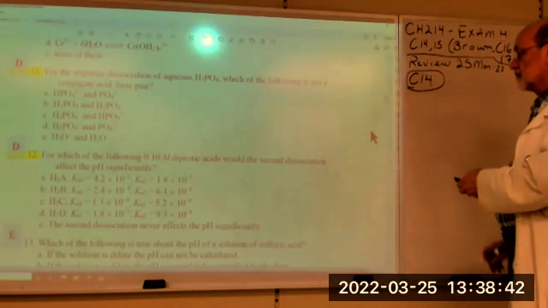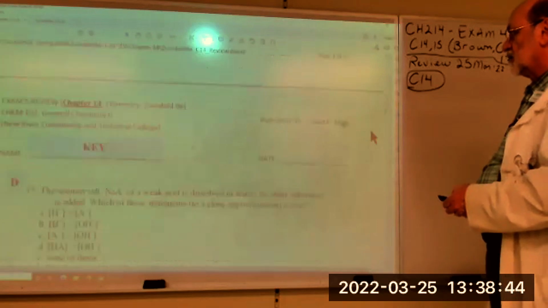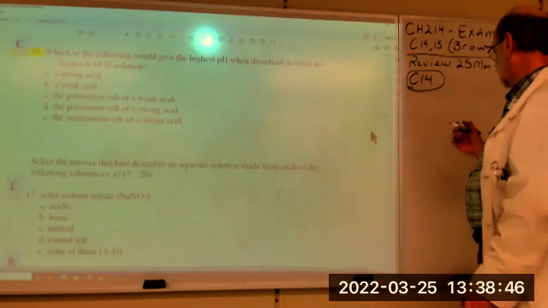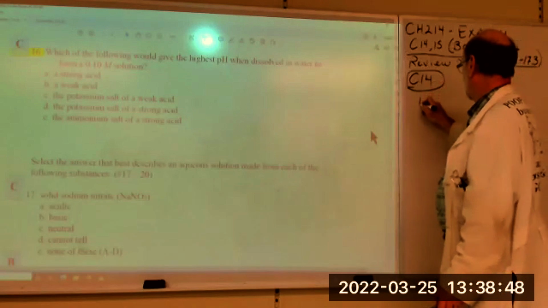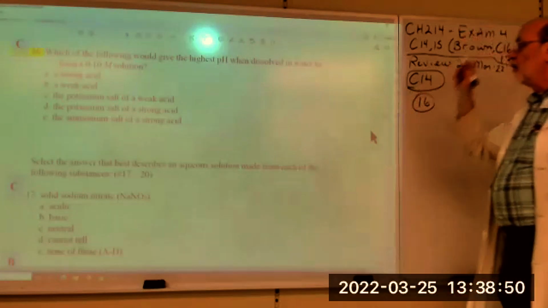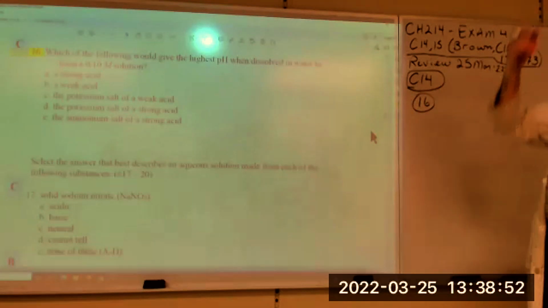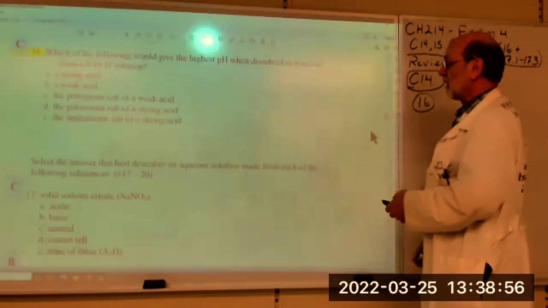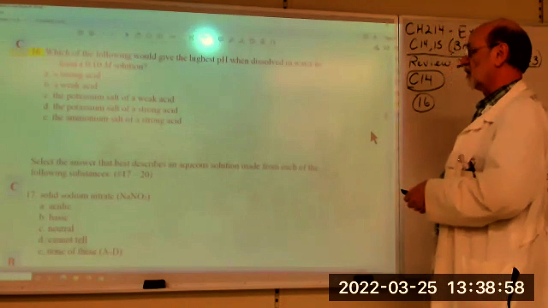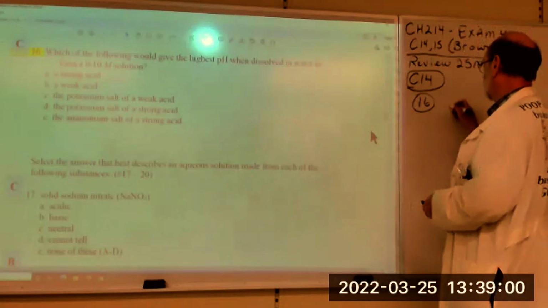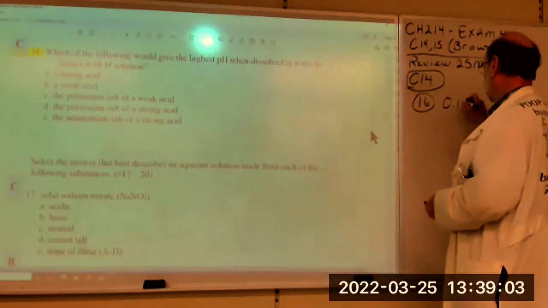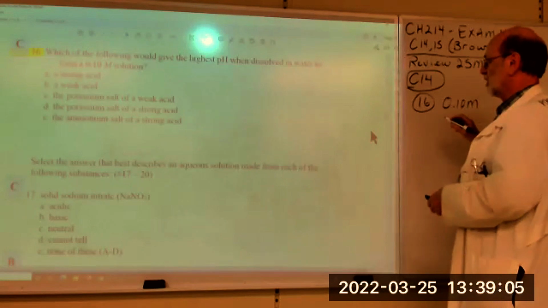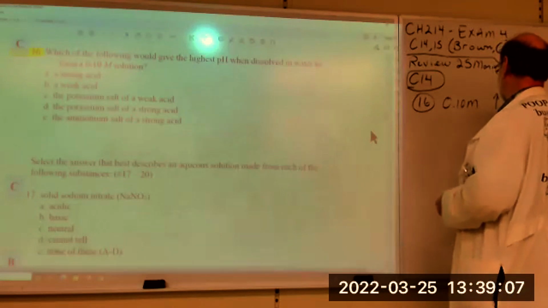All right. Page it until we get in the vicinity. There we go, 16. Which of the following would give the highest pH when dissolved in water to form a 0.1 molar solution? 0.1 molar solution. And we're looking for the highest pH.